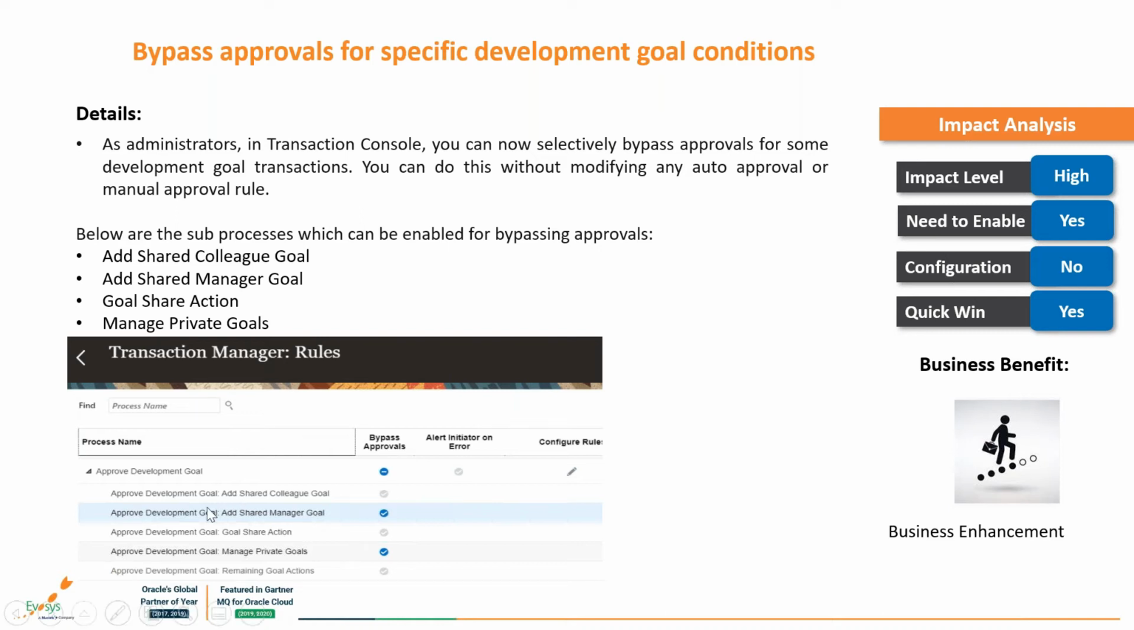Right now, for the sub-processes for these four, you can just say whether you want to bypass approval or you want to have an approval rule. If you want to have an approval rule, you can just deselect it and set the approval rule in the approve development goal process.